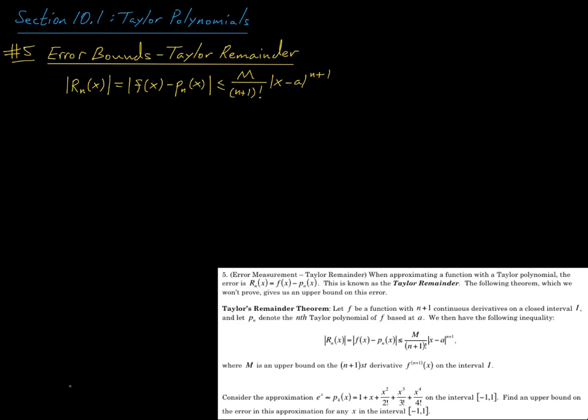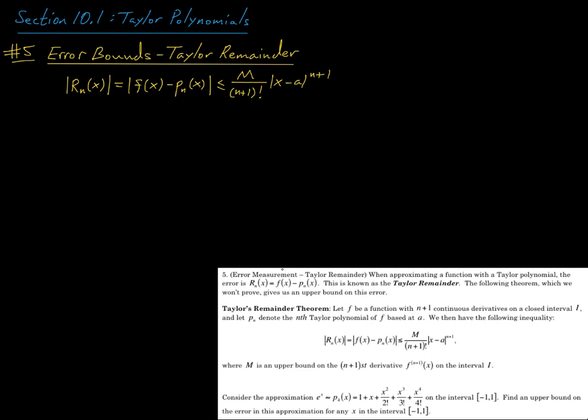Okay, so we've been looking at how we can approximate function values with Taylor polynomials, but an approximation isn't worth very much unless you have a way to determine how large the error can be. So in this video we're going to look at a result that gives us a bound on our error when approximating a function with one of its Taylor polynomials. This is what's known as Taylor's remainder theorem.